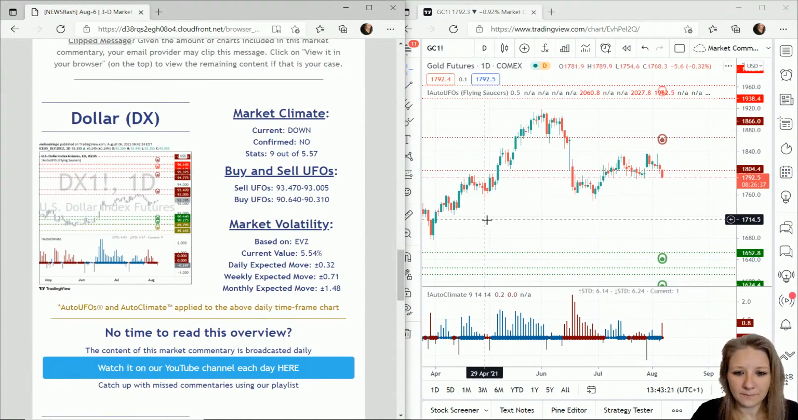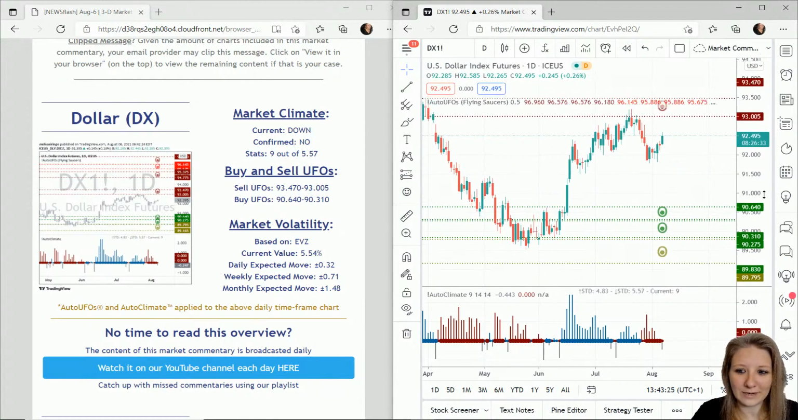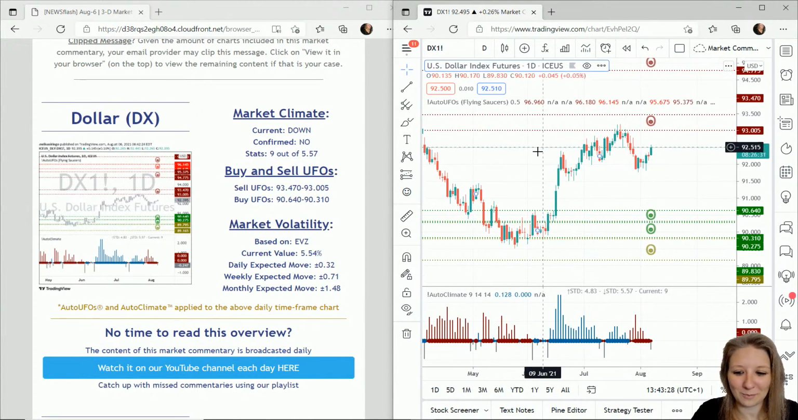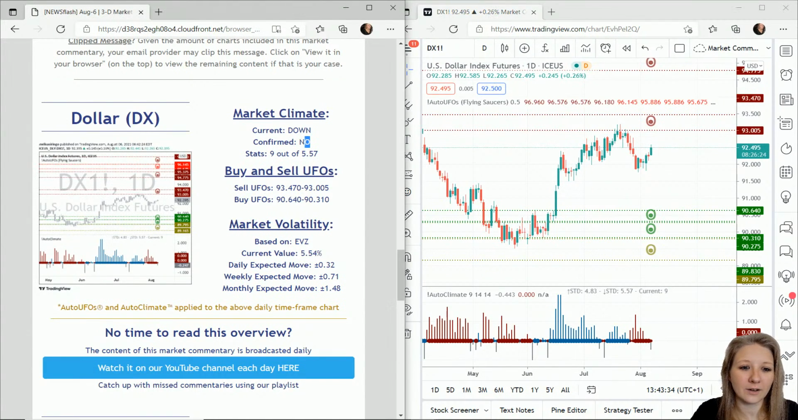Now the US dollar is responsible for 80% of transactions that go on in the world every day. Be aware of it. It will affect probably all of the markets that you trade or could trade. So with the US dollar, we have similar kind of thing, unconfirmed climate. Doesn't matter that it's red, doesn't matter that it says down. What matters is that it's unconfirmed, not enough probabilities. Now with that, we have sell orders up here at 93.47 to 93.005. So if price was to come up and hit them, we would expect them to come back down like they've already done.